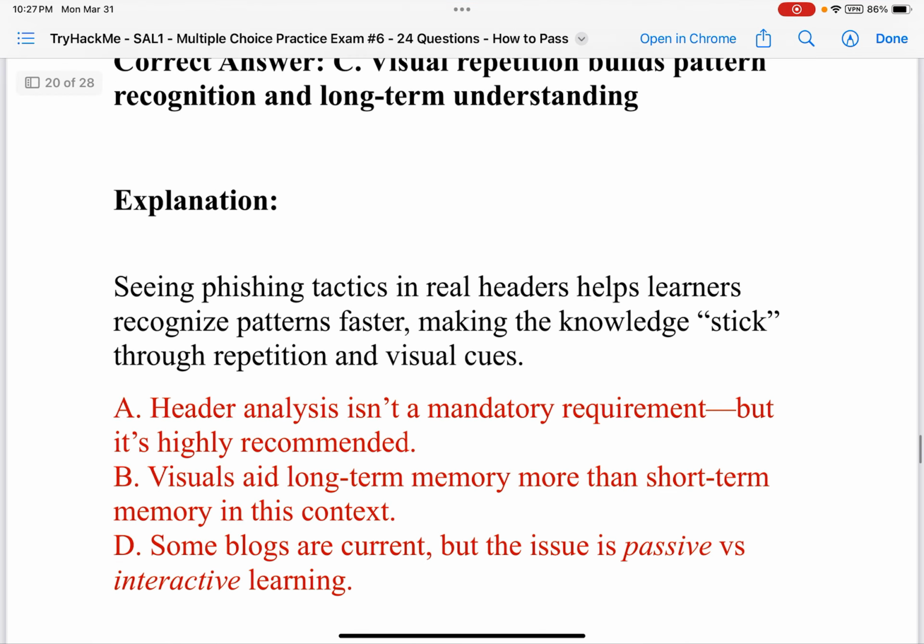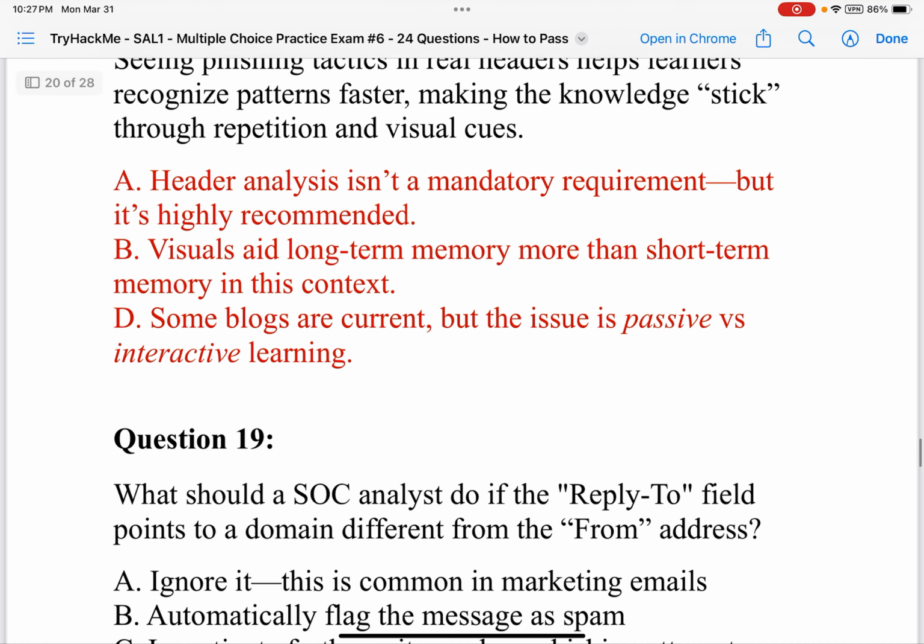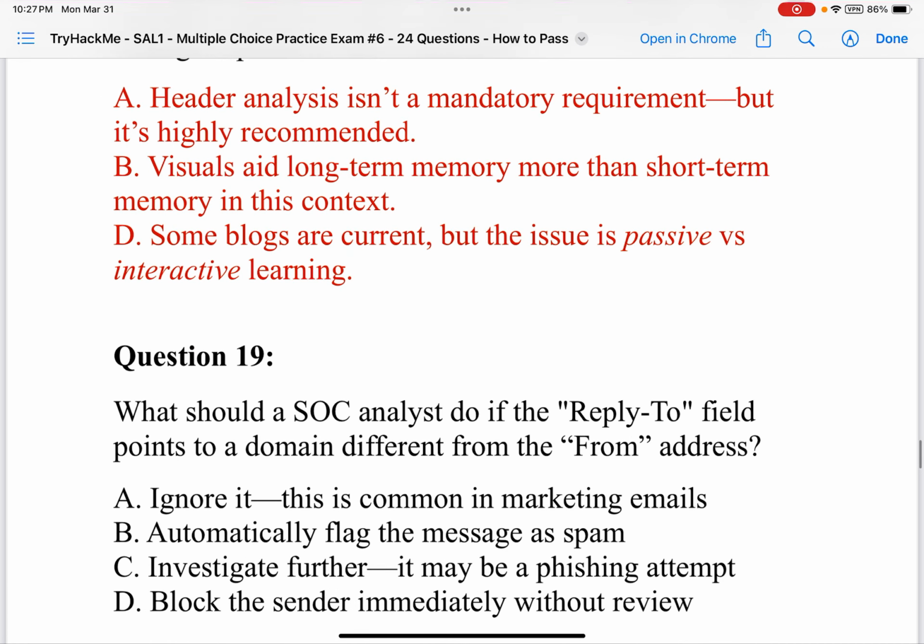You know what to do. Pause the video and understand why they're actually incorrect. Question number 19.